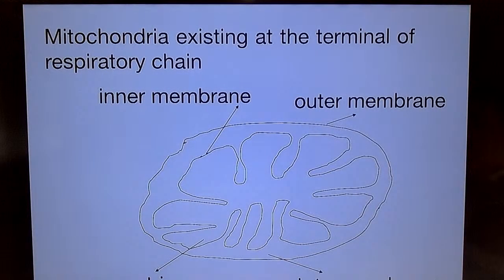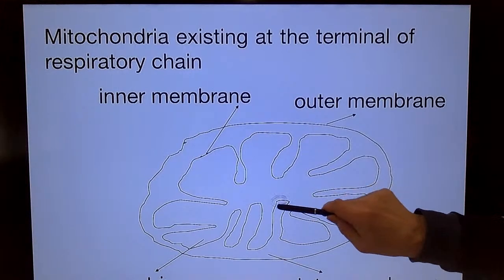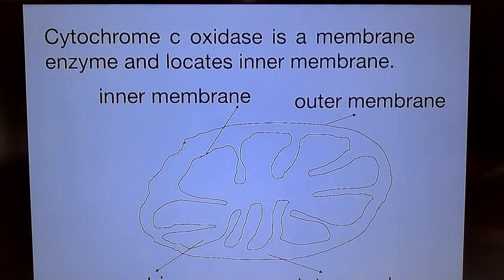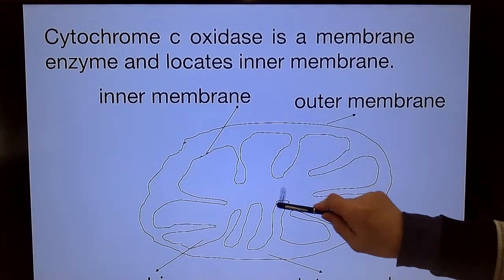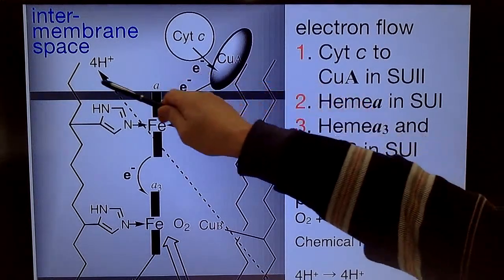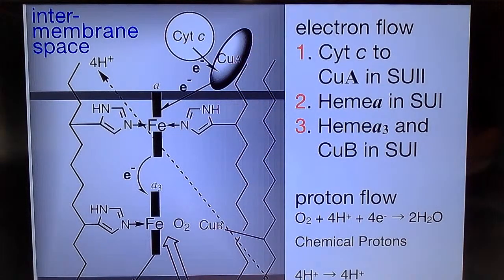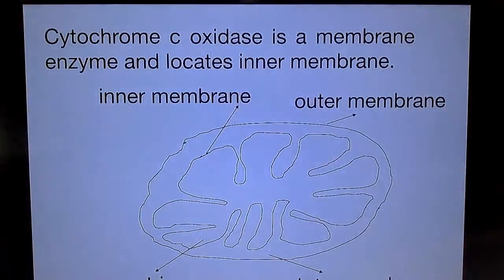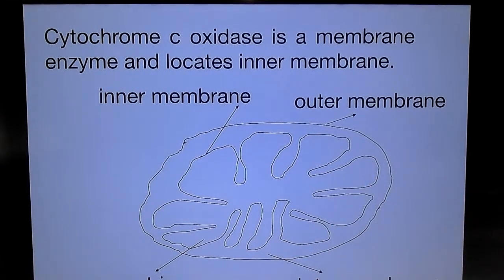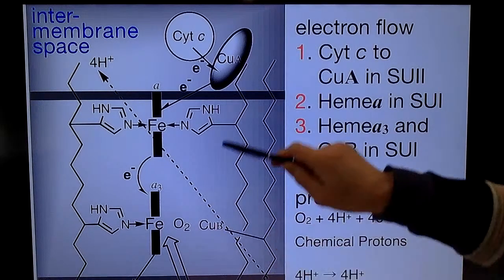Now we're going to zoom in more and see the structure of cytochrome C oxidase. Cytochrome C oxidase is a membrane protein located in the membrane here. The direction in this figure is a bit wrong. This side is the intermembrane space, and this side is the matrix.